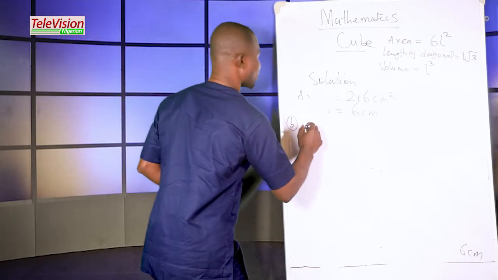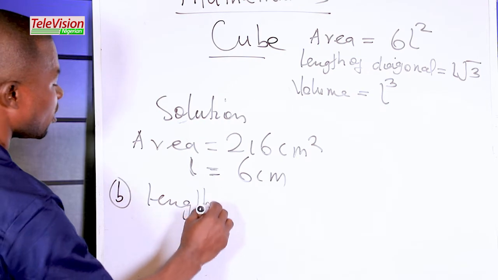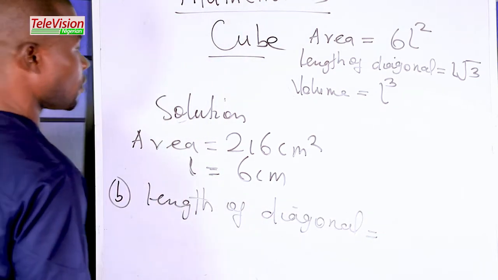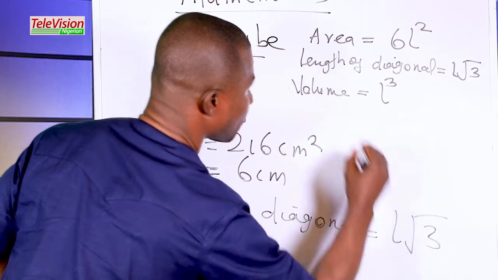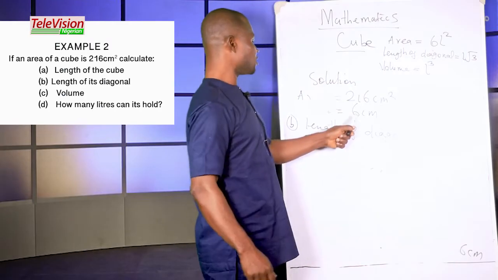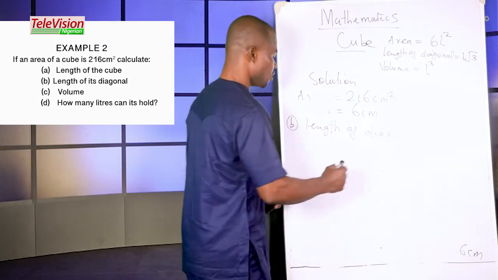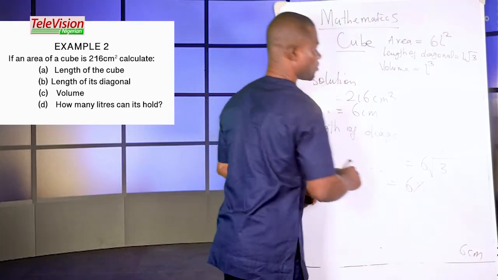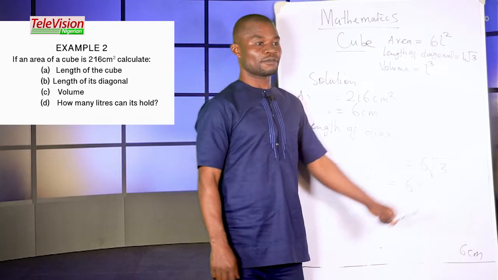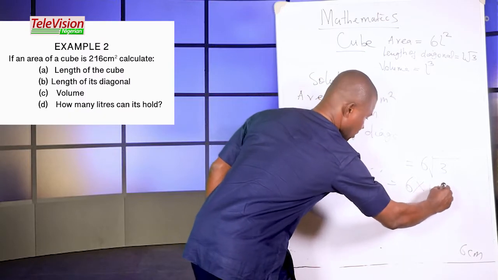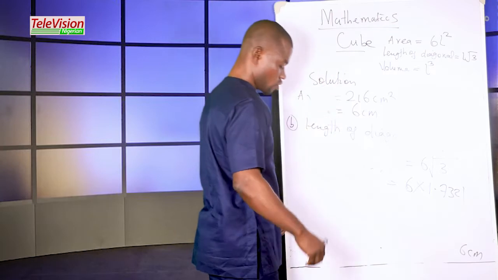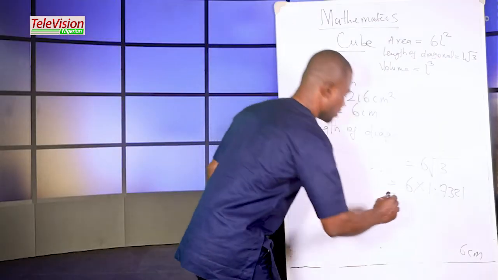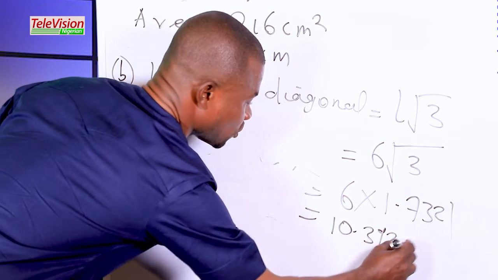And the formula of length of diagonal is length of diagonal is equals to L square root of 3. We substitute 6 for the L, which is equals to 6 square root of 3, which is equals to 6 times the square root of 3. The square root of 3 is 1.7321. We multiply 6 times 1.7321. The answer is 10.3926.